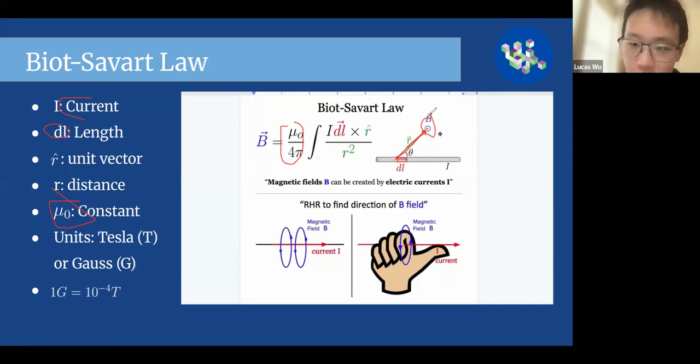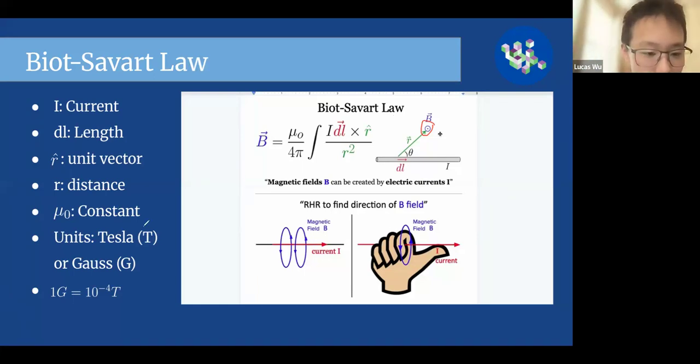Sorry, wait, no, the magnetic field at this point over here will be pointing out of the screen, so towards you. And if you use your right hand rule, you'll find that you're getting the same answer. So just curl it that way and it's pointing towards you.